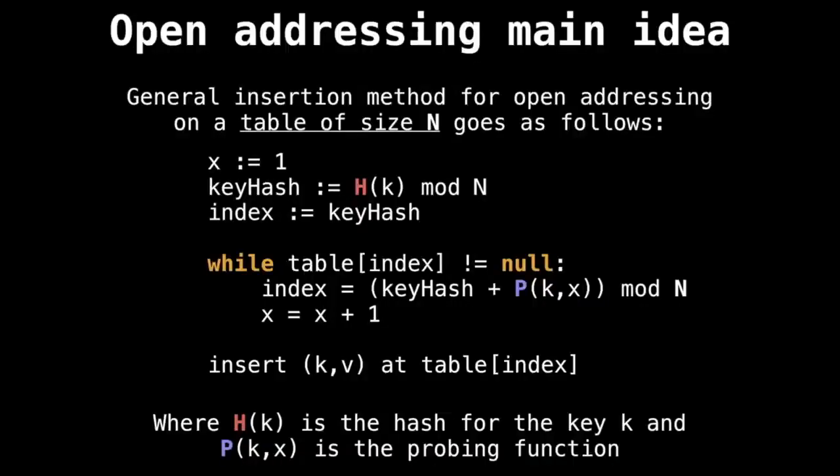Then we compute the key hash, and that's going to be our first index we're going to check. And we're going to loop while we're unable to find a free slot, meaning the table at that index is not equal to null, so it's already occupied. Every time that happens, we're going to offset the key hash using our probing function. Our probing function in our case is going to be a quadratic function. And then we also increment x, and eventually we will find an open slot to insert our key value pair.